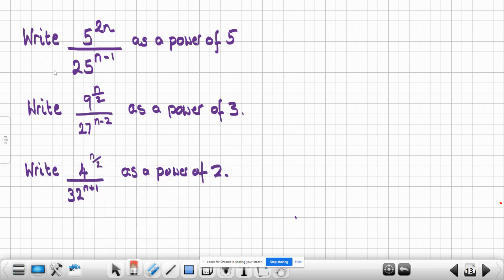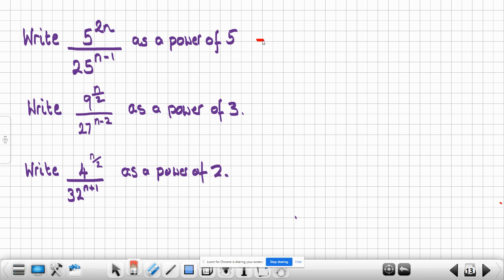So this first one says, write 5 to the power of 2n divided by 25 to the n minus 1 as a power of 5. So this top is a power of 5, but the bottom isn't. But hopefully when you look at that, you can see that we can easily make 25 into a power of 5. So let's start with that.